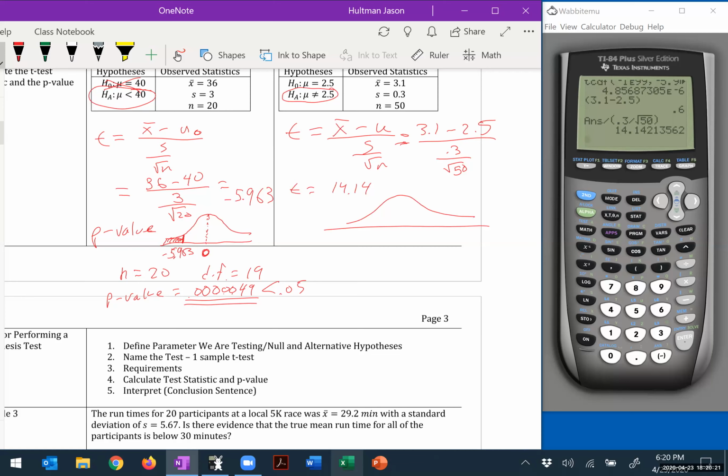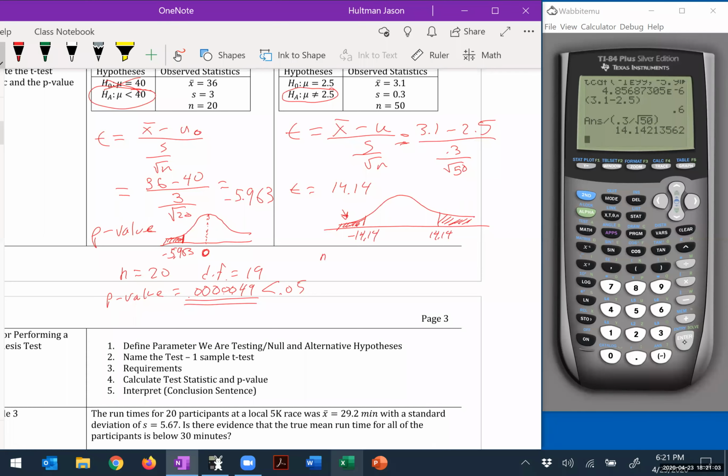that if I were to try to get my p-value on its own, I would have to split this into two tails, a lower tail and an upper tail. This would be at 14.14 and this would be at negative 14.14, right? And so I'd want the probability that the area is either below negative 14.14 or above 14.14. So what I can do is find this lower area, and then double it to get my p-value.